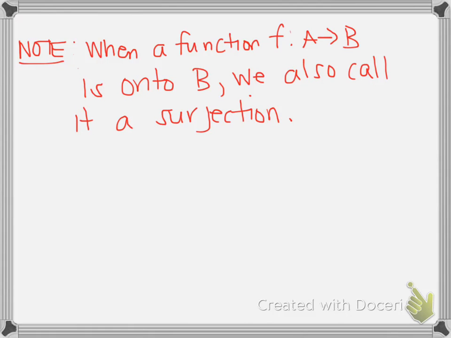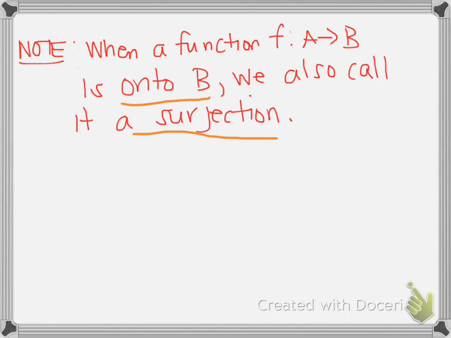Okay, so let's continue in section 4.2. And in terms of terminology, I forgot to mention that when a function f from A to B is onto B, we also call this a surjection. So another word for onto is surjection. So you may see in the homework or somewhere in the book, prove that something is a surjection. That just means prove it's onto the codomain.